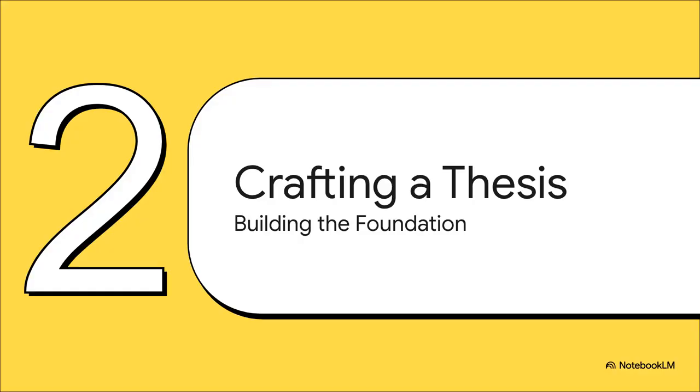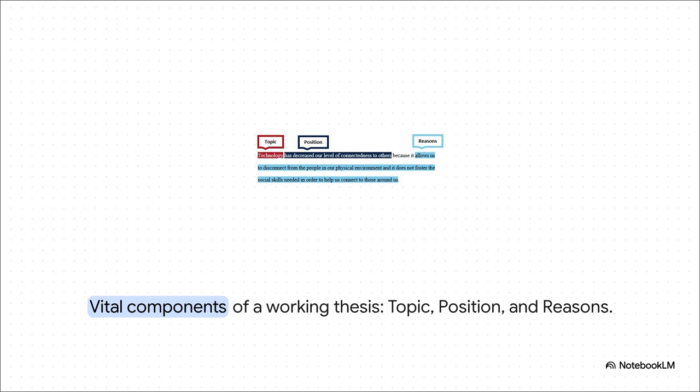Moving on to part 2, crafting a strong thesis. If your foundation is weak, the whole building comes down. So you've got to broadcast your topic, your claim, and your main supporting points right out of the gate. Take a look at how this prompt breaks it down. You've got your topic, in this case, technology. Then your position, stating that technology has decreased our level of connectedness. And finally, your reasons, because it disconnects us from our physical environment and doesn't foster social skills. Bam! Just like that, in a single sentence, your reader knows exactly what's coming.